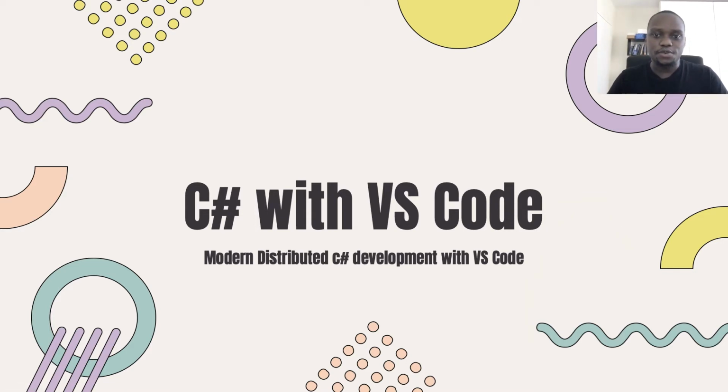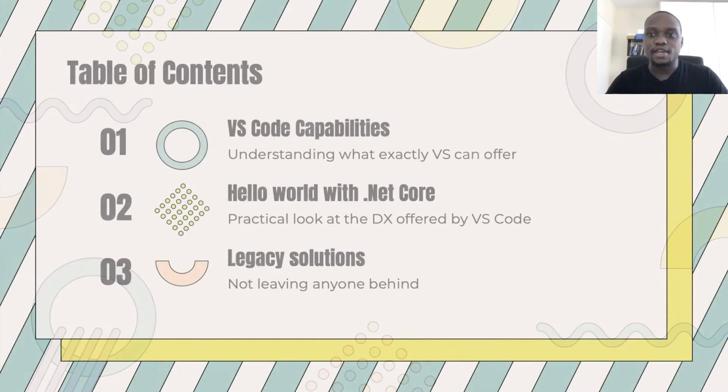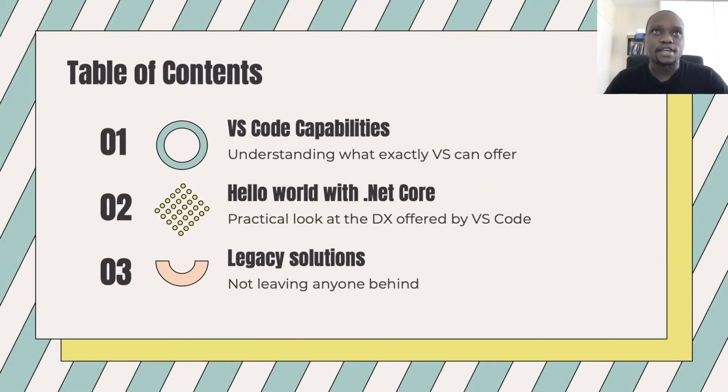In this talk, we will look at a couple of things. Namely, we'll look at VS Code's capabilities, understanding what exactly VS Code can offer. We'll take a look at a very simple Hello World console application in VS Code that's going to make use of .NET Core. And then, because we don't want to leave anyone behind, we'll also look at the kind of support that's available for some legacy solutions.